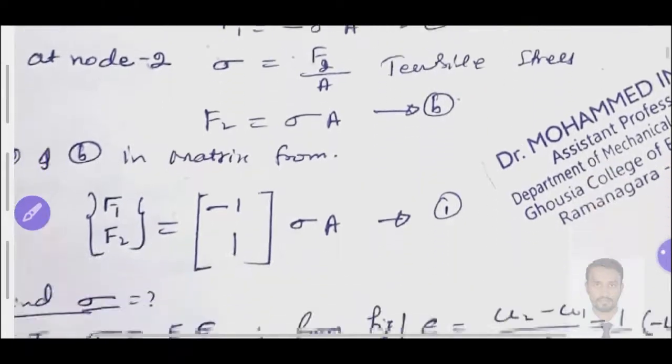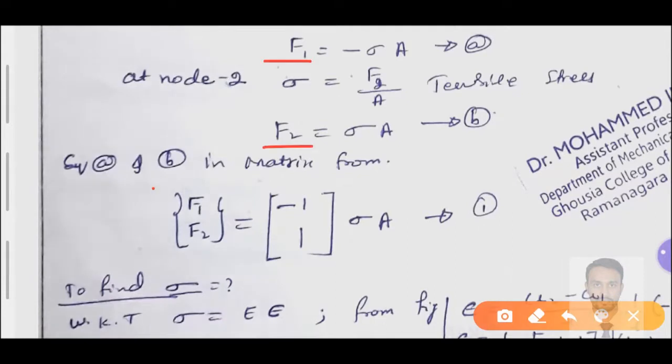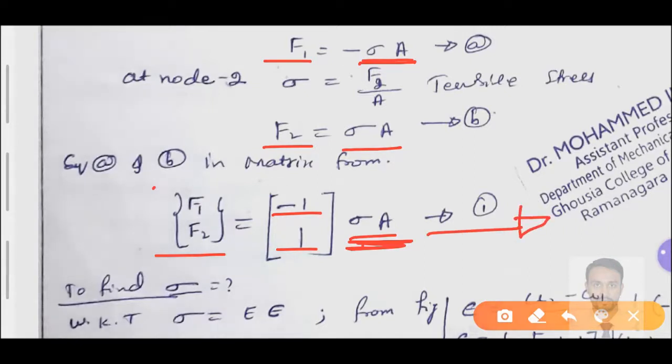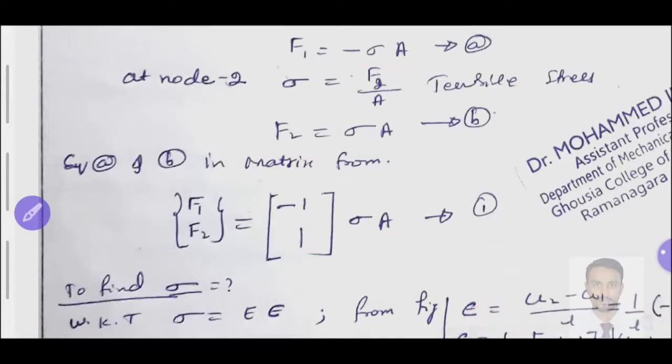Now we write these equations in matrix form. On the left hand side, we represent the force vector, and sigma A is taken as common and represented as a matrix. The first equation A contains a minus 1 coefficient, equation B contains a plus 1. The sigma A is common. Stress is induced in a member, compression and tension, with a uniform cross section. We take the common term and call this equation number 1.